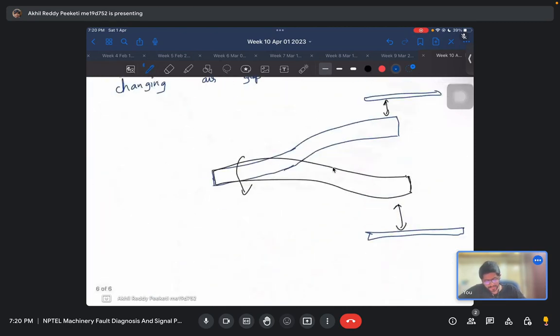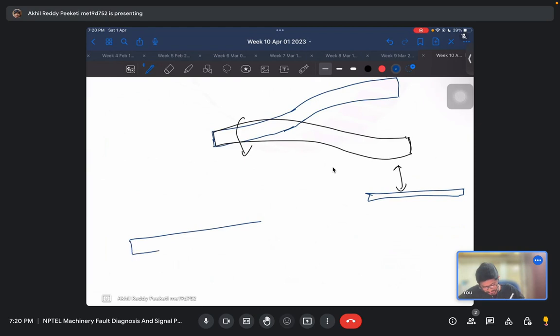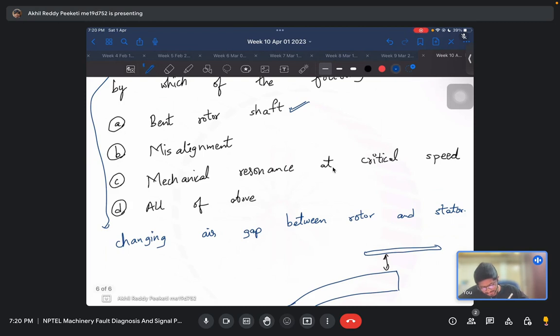What about misalignment? If it is connected to a different shaft and both are misaligned, like let's say this, and the next shaft is located here, this kind of misalignment also could lead to the changing air gaps. So that could also lead to dynamic eccentricity.